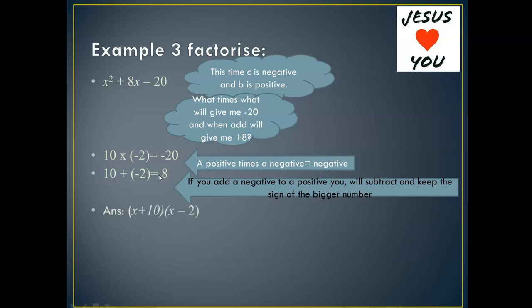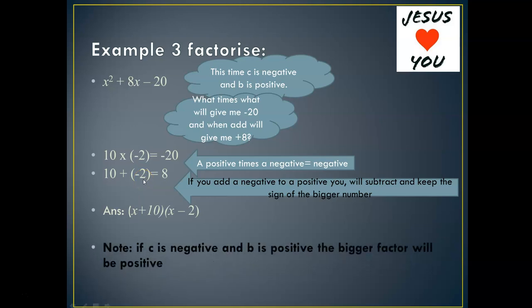So then, using our two factors, we factorize this equation and our answer will be x plus 10 because it's a positive 10 and x minus 2 because it was a negative 2. So what to note, if c is negative, so we have negative 20, and b is positive, then the bigger factor will be positive. So the bigger factor will actually take the sign.